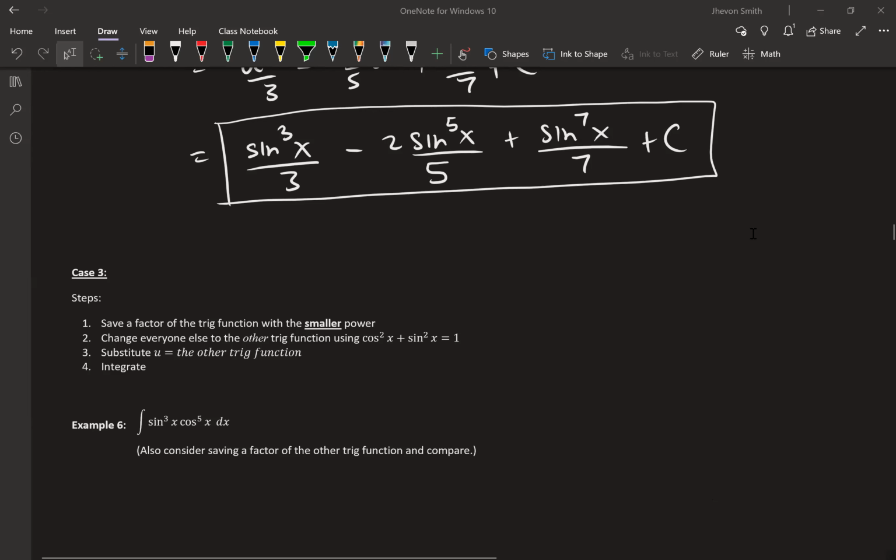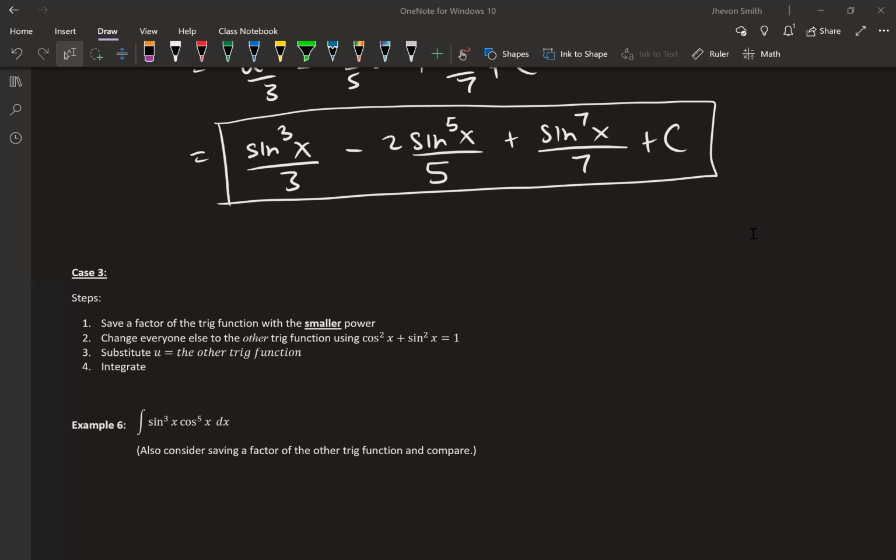Okay. Now, how do we deal with that? Here's the strategy. You're going to save a factor of the trig function with the smaller power. Whichever one has the smaller power, that's the one you're going to save. Then you're going to change the other trig function, whichever one had the larger power, into the one that you saved. So if you save the factor of sine, you're going to change all other sines to cosines. If you save the factor of cosine, you're going to change all other cosines to sines, etc. Then you're going to substitute the other function. Then you're going to integrate.